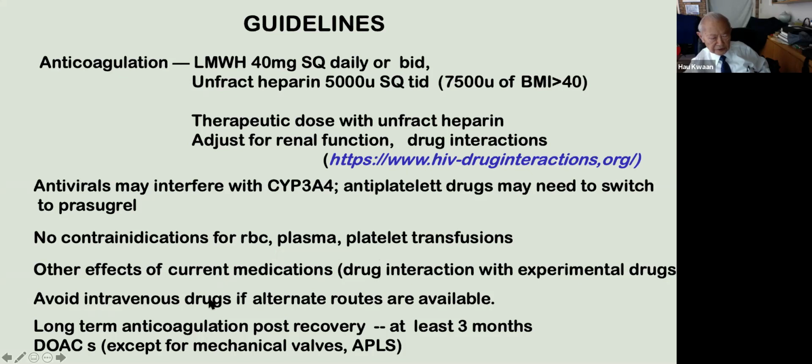And then avoid, if possible, intravenous drugs if alternate routes are available. This is to minimize the exposure of healthcare workers to COVID-19. And then the long term: after the patient has recovered, at least 3 months of anticoagulation. The DOACs, the direct oral anticoagulants, can be used, except when contraindicated, like when patients have mechanical heart valves or the patient has antiphospholipid syndrome. One of the interesting things is that in many guidelines I read, the experts recommend one of the new DOACs that is long-acting, called betrixaban. Little do they know, in practice we do not have betrixaban, even though approved by FDA, because the drug companies stopped making it.